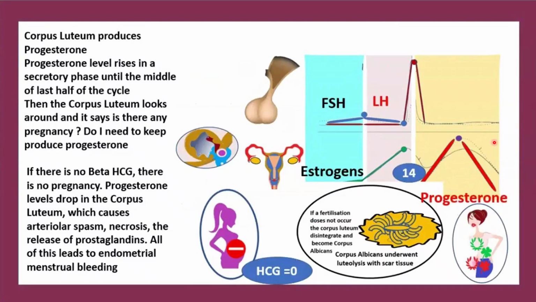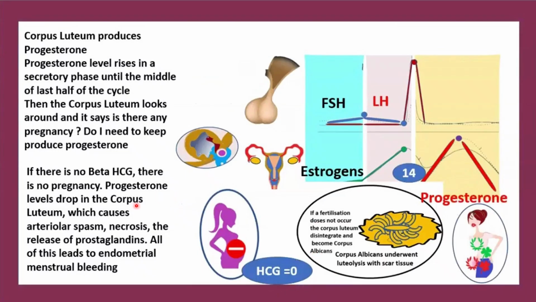So what's going to end up happening is there's going to be that crash in progesterone levels, like we mentioned earlier in the video. And what this is going to do is it's going to cause those arterial spasms, the necrosis, like we mentioned earlier, the release of prostaglandins, and again, starts the cycle up again because we get endometrial menstrual bleeding.